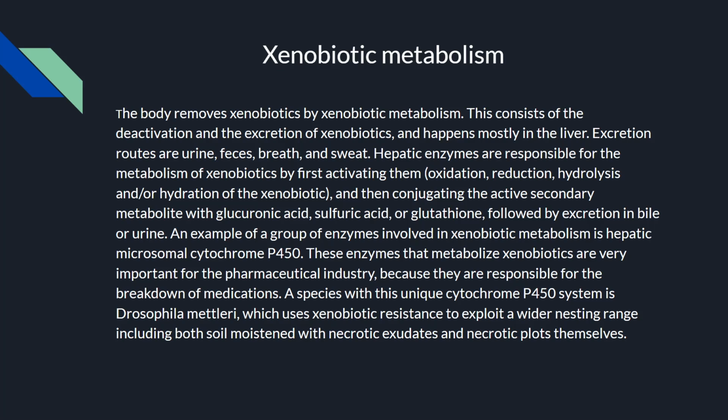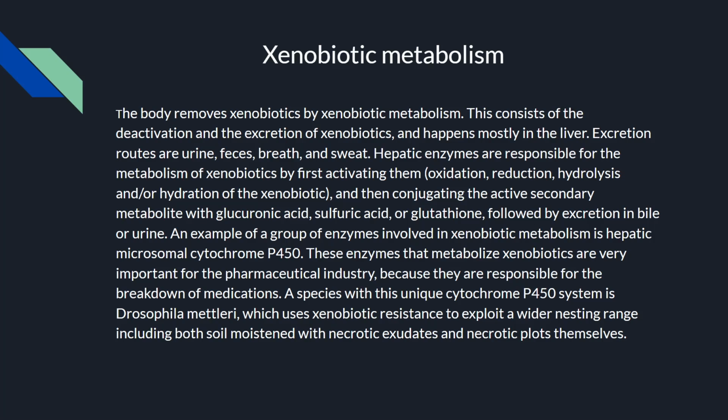Xenobiotic metabolism. The body removes xenobiotics by xenobiotic metabolism. This consists of the deactivation and the excretion of xenobiotics and happens mostly in the liver. Excretion routes are urine, feces, breath and sweat. Hepatic enzymes are responsible for the metabolism of xenobiotics by first activating them through oxidation, reduction, hydrolysis or hydration, and then conjugating the active secondary metabolite with glucuronic acid, sulfuric acid or glutathione, followed by excretion in bile or urine.